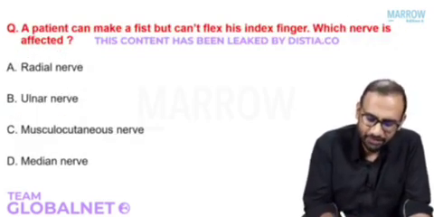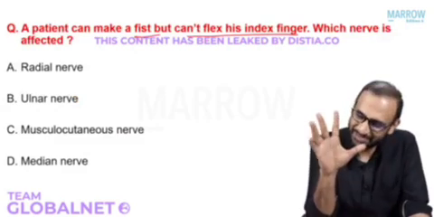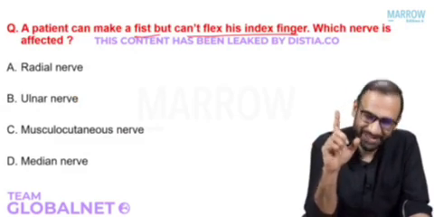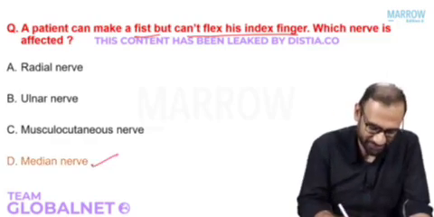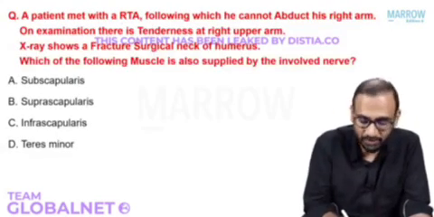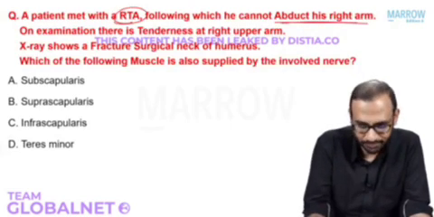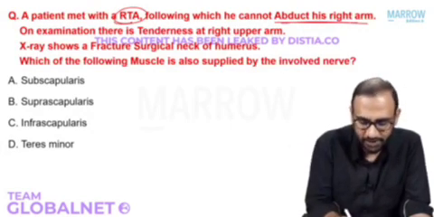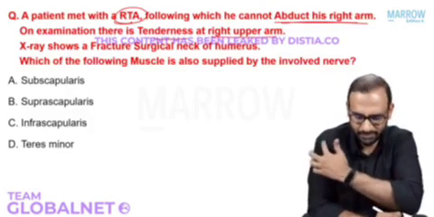A patient can make a fist but can't flex his index finger. Which nerve is affected? A patient can make a fist but can't flex his index finger. This is pointing index. Without doing the options, you can say it is a median nerve, right? It's median nerve. A patient met with a road traffic accident, following which he cannot abduct his right arm. Abduction is affected. On examination, there is tenderness at the right upper arm. So there is tenderness over here.